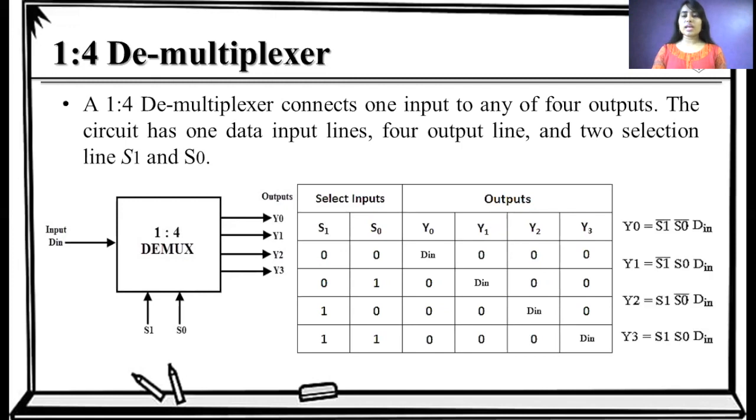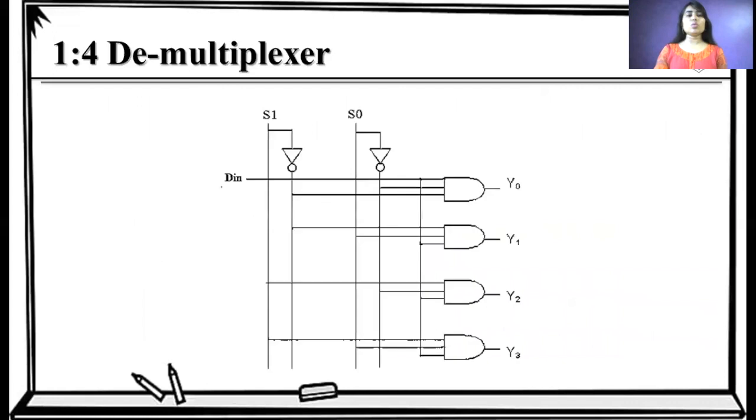According to this, we have logical equations for the four outputs Y0, Y1, Y2, Y3. Y0 is equal to S1' S0' D in, Y1 is equal to S1' S0 D in, Y2 is equal to S1 S0' D in, Y3 is equal to S1 S0 D in. And using these equations, we can implement the 1-to-4 demultiplexer. Here we have one input D in, two selection lines S1, S0, and four outputs Y0, Y1, Y2, Y3.